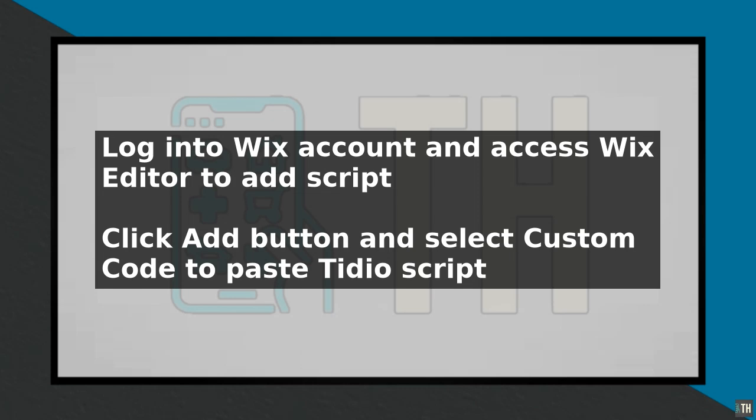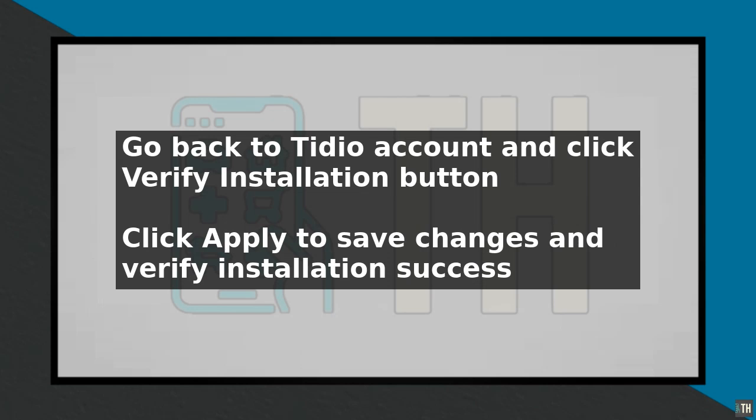In the dialog box that appears, paste the Tidio script into the text box, making sure to select the body tag and the Load After option. Click Apply to save the changes. Next, go back to your Tidio account and click on the Verify Installation button. If the installation is successful, you will see a confirmation message.